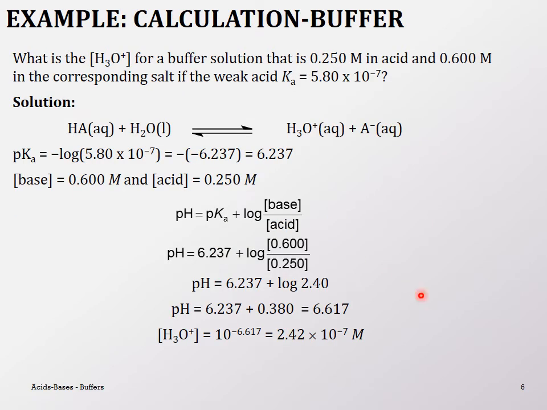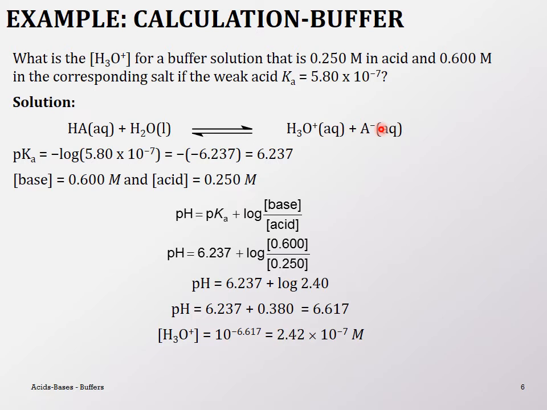So let's look at a calculation. What is the hydronium ion concentration for a buffer solution that is 0.25 molar in acid and 0.6 molar in the corresponding salt of a weak acid, and the Ka is given to us over here, 5.80 times 10 to the negative 7. So here is our equation, and very honestly speaking, for most of the buffer calculations, you should not need an equation because this is not an ICE calculation anymore.